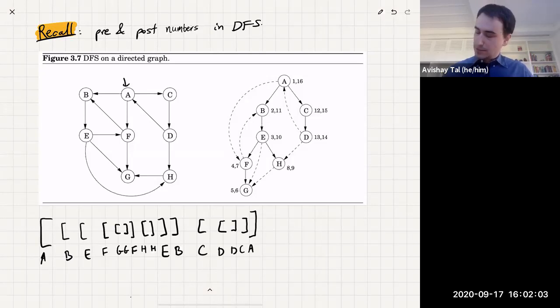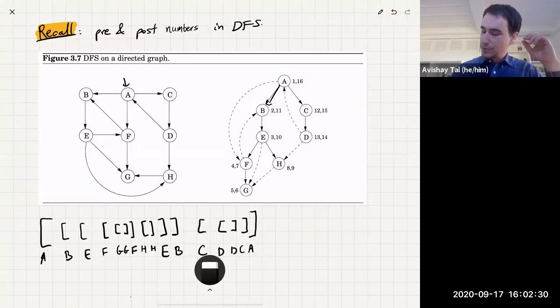So the pre number of A is 1. Then we go from A to B. The pre number of B is 2. Then we go from B to E. The pre number of E is 3, then we go to F and G, then we backtrack, then we go to H, then we backtrack more, then we go to C and D, and then we backtrack and finish the traversal. So here you can see marked all the pre and post numbers for every vertex.